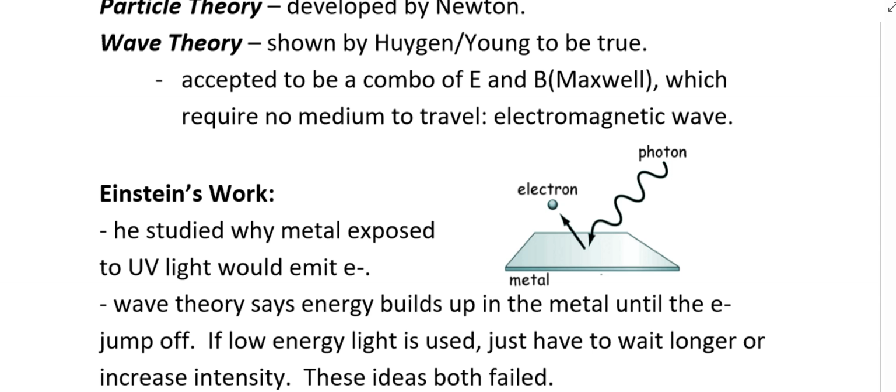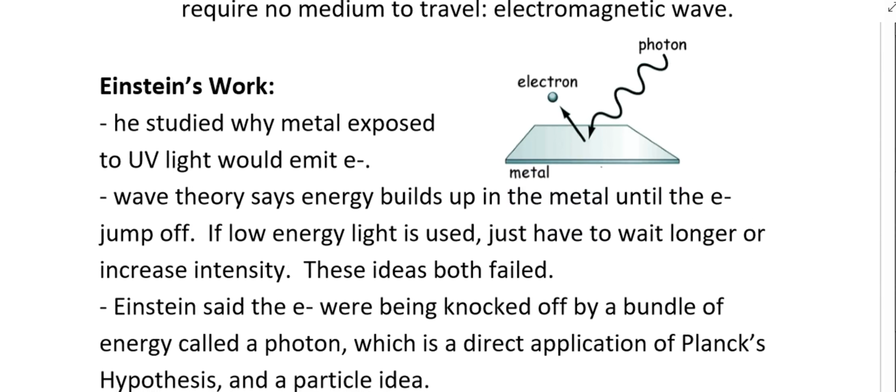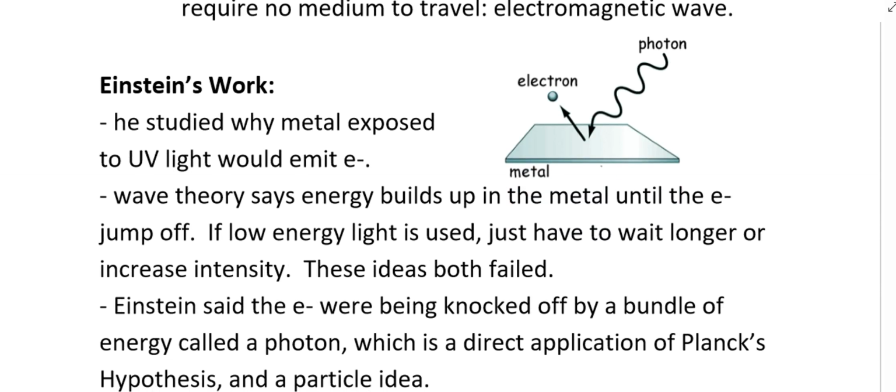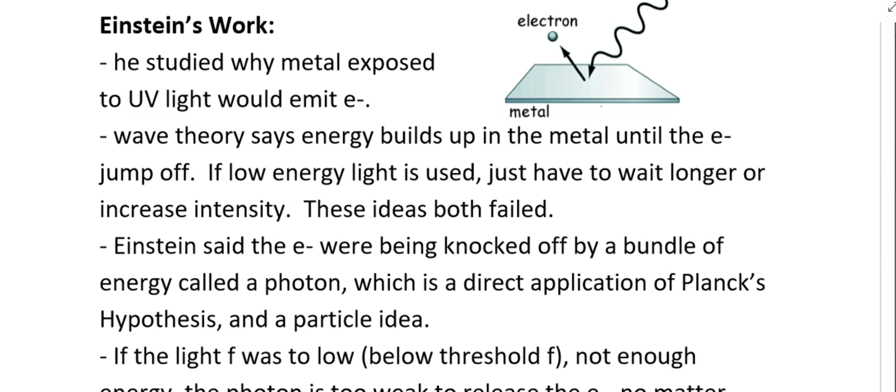So luckily, Planck's hypothesis was close around the same time, and Einstein thought, hey, let's try applying this new idea and see if it works out. So Einstein said the electrons were being knocked off by a bundle of energy called a photon, and this was a perfect application of Planck's hypothesis, this particle idea. And of course, it worked really, really well.